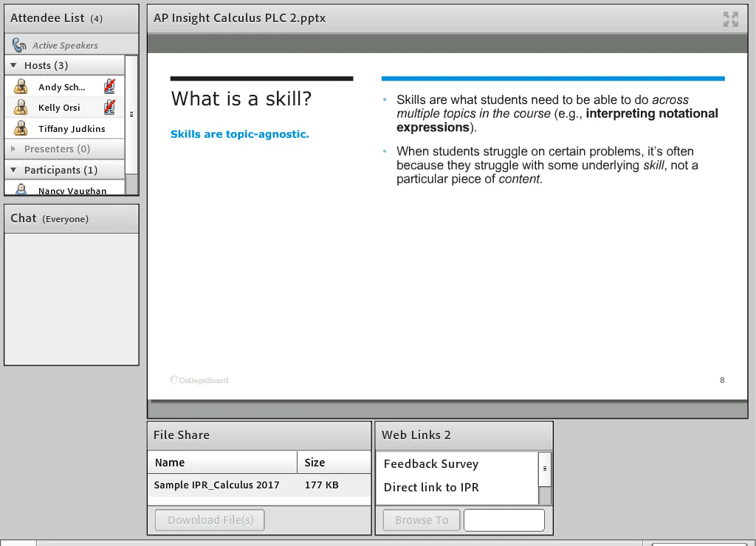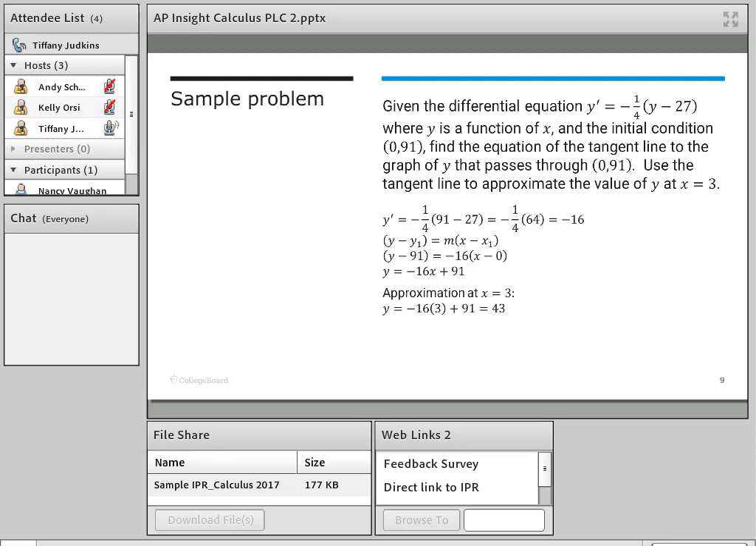What we're finding is that when students struggle on certain problems, especially on the AP exam, it's often not because they actually struggle with the content itself, but with some underlying skill. So I'll show you an example in a second. Here we are. All right, I'm just going to pause for a second, let you take a look at the question.